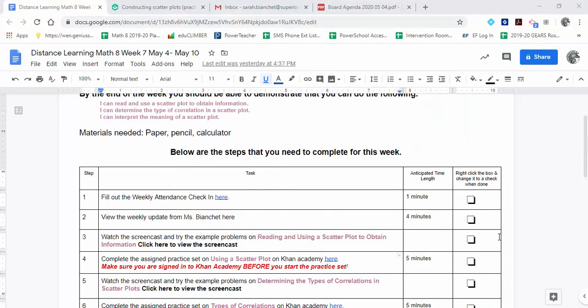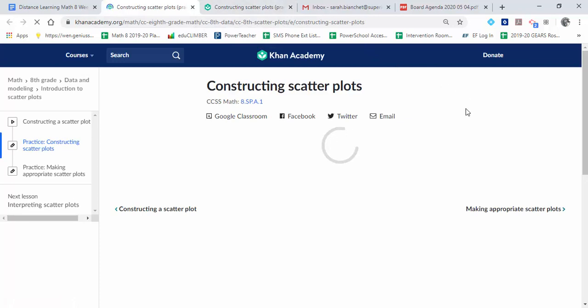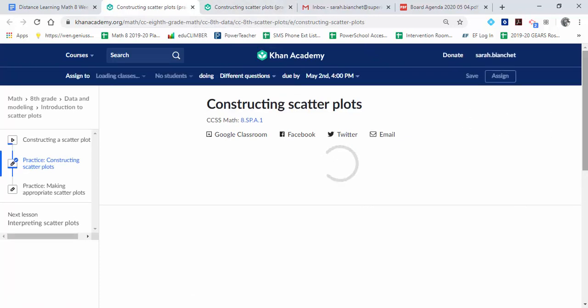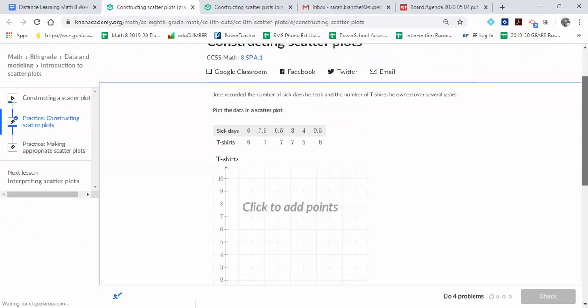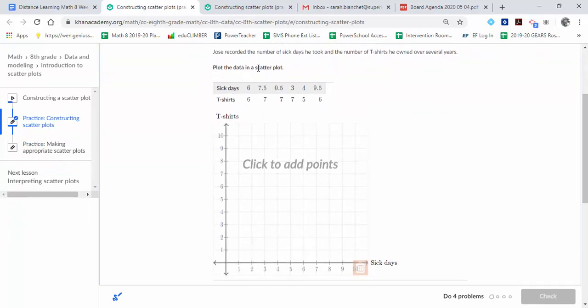Okay, I just wanted to point out one thing. The next step on your checklist, you're going to do a Khan Academy practice set. I want to make sure you can see how it works. When you get to the practice set, you're going to be plotting some points on a scatter plot. The table will be above and it says plot the data in the scatter plot. You just click to add points. So your screen will say click to add points. You just click where you want to put a point.